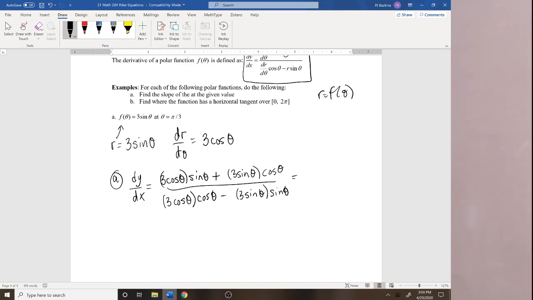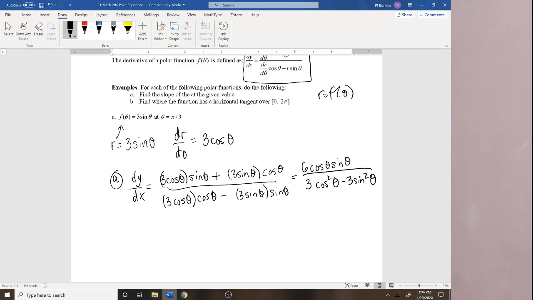So I've got 3 cosine theta sine theta plus another one. So that's really 2 of them. Or 2 times, right? So that's 6 cosine theta sine thetas. Okay, there's 3 of them and then another 3, so that's 6. And on the bottom, I've got 3 cosine squared theta minus 3 sine squared theta.